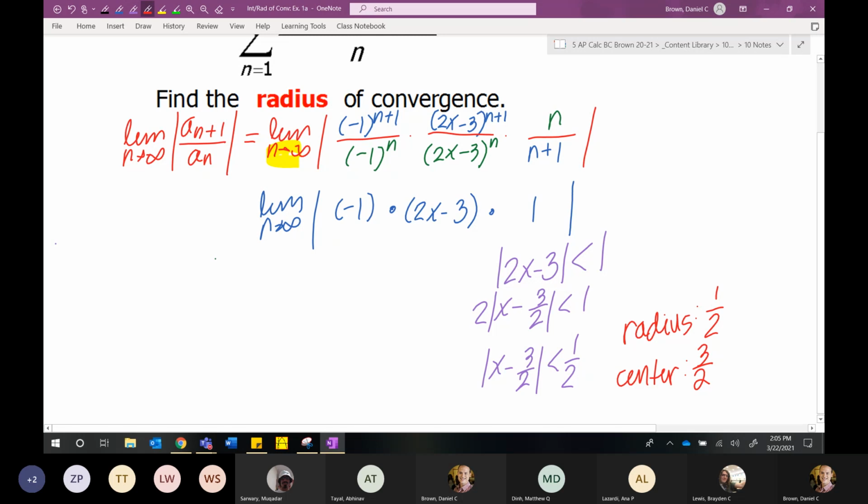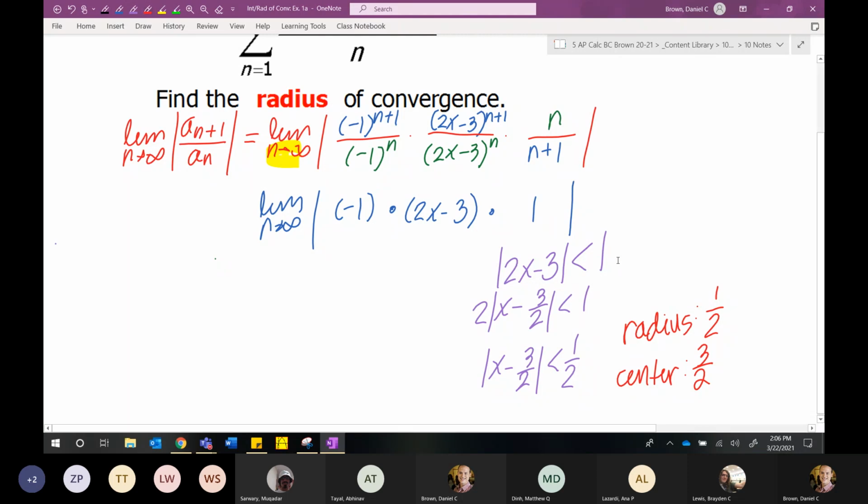Questions on that? So things I do want to say, it's important for you to read the instructions. Notice this one did not tell us to find the interval of convergence, just the radius. So once I identify the radius, I'm done. I can move on to the next problem.